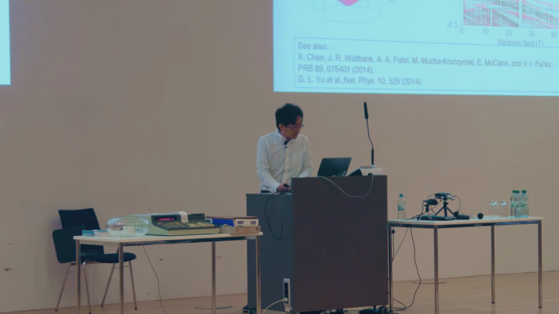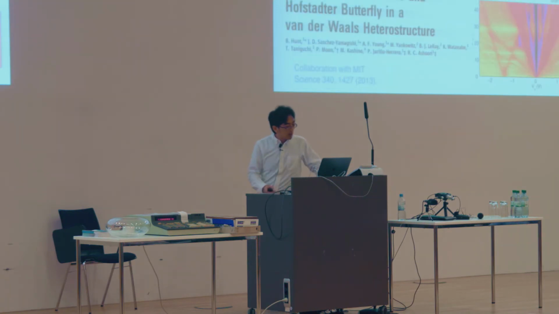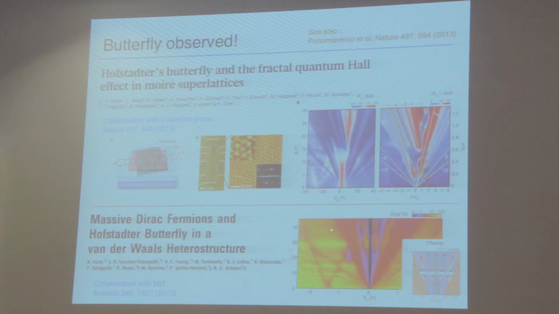Then we collaborated with some experimental groups in Columbia and also MIT, and they actually succeeded in measuring the features of a Hofstadter butterfly in the moire system. Also, there are three papers in total, and one of them is from a Manchester group, which I think will be introduced by Professor Volodya Falko in the next talk. Let me explain what they actually observed.